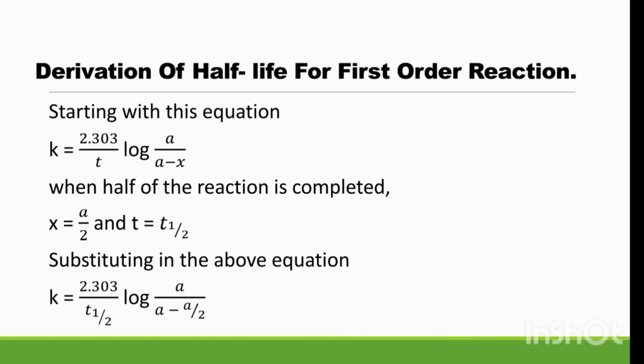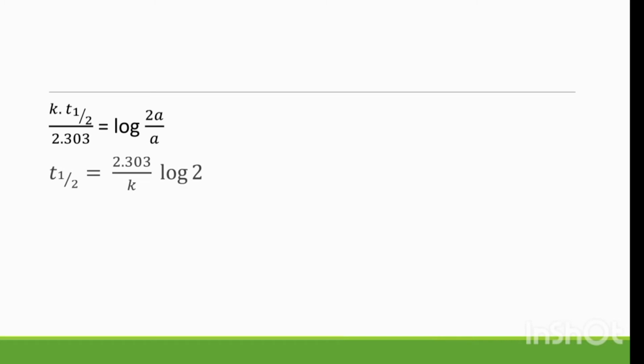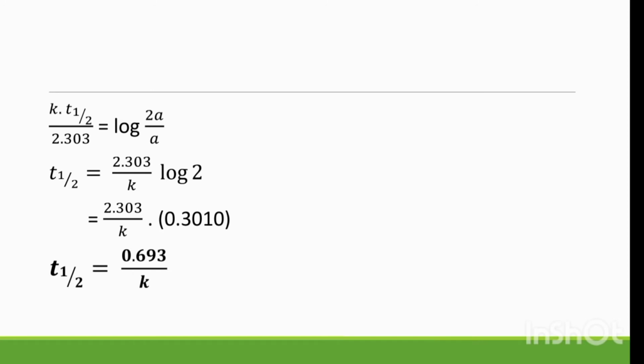Now we are going to solve the log part, and after solving it, we get this. The A and A on the right hand side get cancelled and we get log of 2. Since we are finding the expression for t half, we will keep the t half on one side and take all the other terms on the other side. Substituting the value of log 2 in the equation and solving, we get t half is equal to 0.693 upon k. This is the equation for half-life of first order reaction.